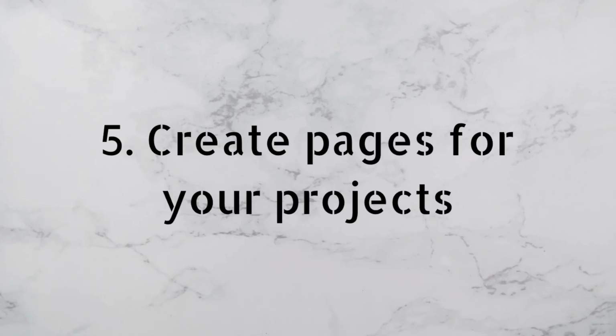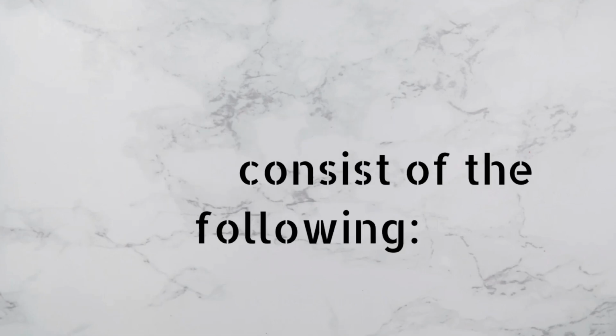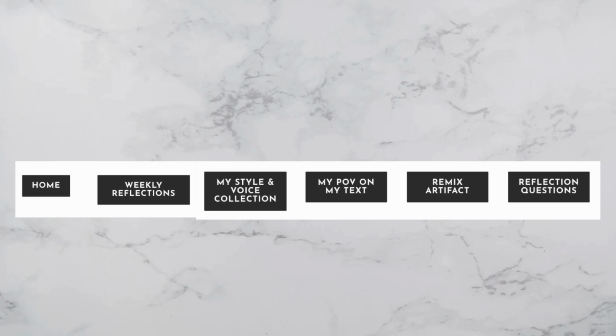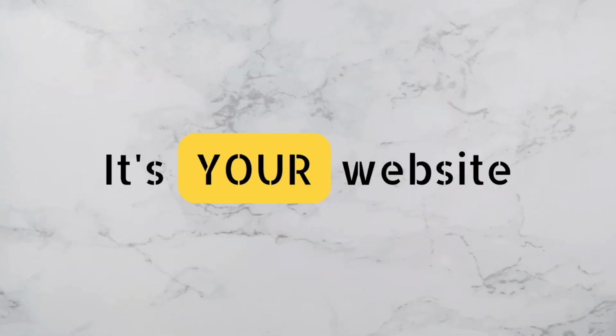Apart from the homepage and About Me area, you want to add pages dedicated to the projects you will be adding throughout the semester, and a page dedicated to responding to the reflection questions during our exit interview. At the end of the semester, your portfolio should consist of the following: homepage and About Me, weekly reflections, my style and voice collections, my POV on my text, remix artifact, and exit interview reflection questions. Your professor wants weekly reflections to be separated from your other projects, but you can choose to group all your projects in one projects page, or you can create individual pages for each project. It is your website, it is your design.